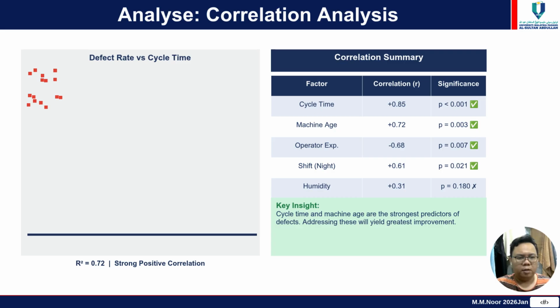Correlation analysis revealed that cycle time and machine age have the strongest relationship with defect rates. The strongest correlation observed was between cycle time and defects, with an R-square value of 0.72. This indicates that reducing cycle time variation could significantly reduce defects.